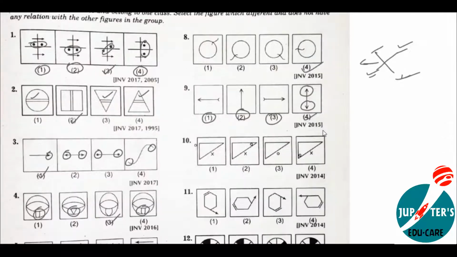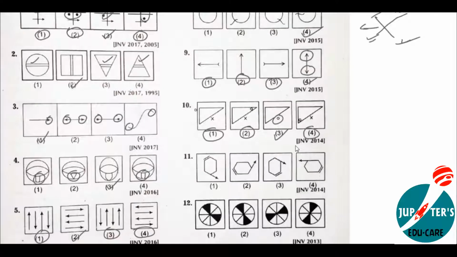In this 10th question, in option 1, we have a small circle and a cross mark. In option 2 also we have a small circle and cross mark. In option 4 we have a small circle and cross mark. But in the case of option 3 we have only a small circle. So 3 is our answer in this question.